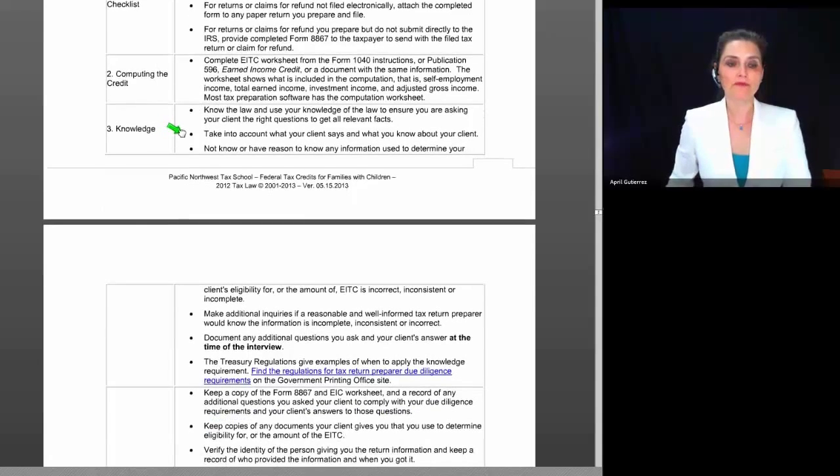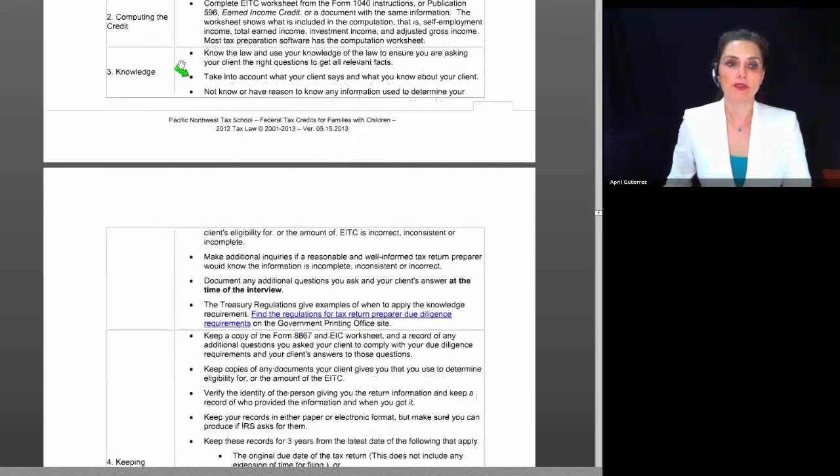The big one for me is the knowledge requirement. The IRS is saying that you, the tax preparer, have to know what the law is. You can't just say, well, I think that seems good enough, so I'll give it to you. That's not an acceptable level of due diligence. Due diligence is to know what the law is, and that means based on everything that you've learned from me and throughout your experience as a tax preparer, you should understand what the requirements for earned income credit are.